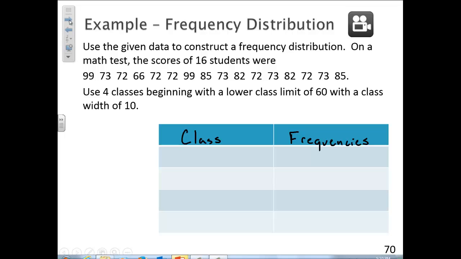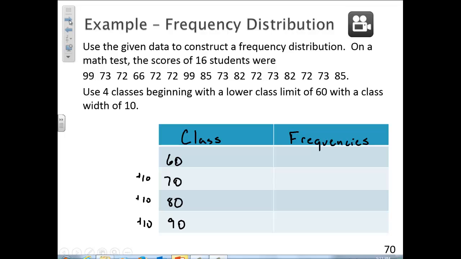Now, we want to start with a lower class limit of 60 on the first class. So, we have 4 classes. So, to get to the next lower class limit, we're going to add our class width that was 10. So, that's 70. And then we're going to add 10 again to get 80. And add 10 again to get 90. So we have our 4 lower class limits.